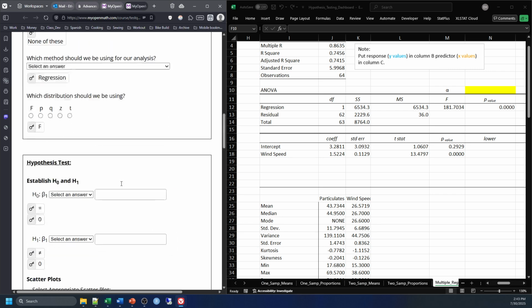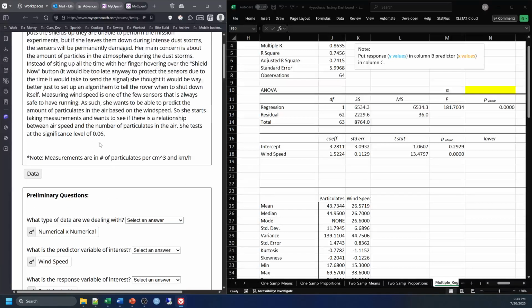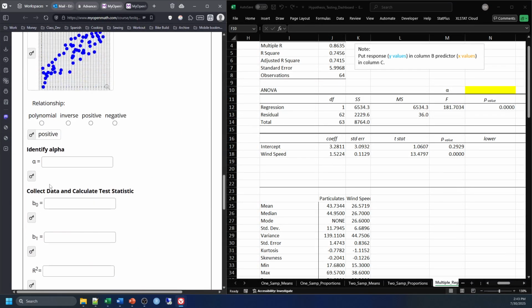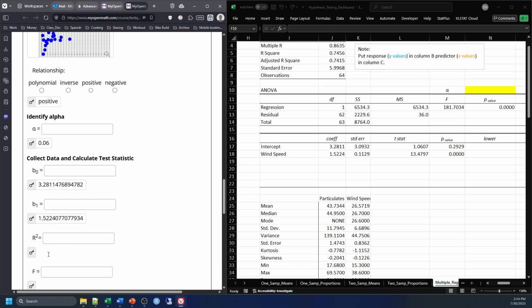Okay, identify alpha. If we scroll back up top, we notice in here that it gave a significance level of 6%, so that is our alpha level of 6%. And now it's going to ask us for our B0 and our B1, or what is our sample intercept and our sample slope. And those are just underneath these coefficients. We can click them right here, and we get these coefficients of 3.2811 and 1.522.